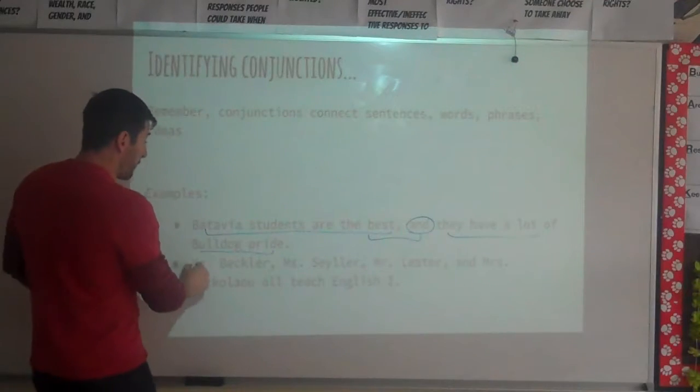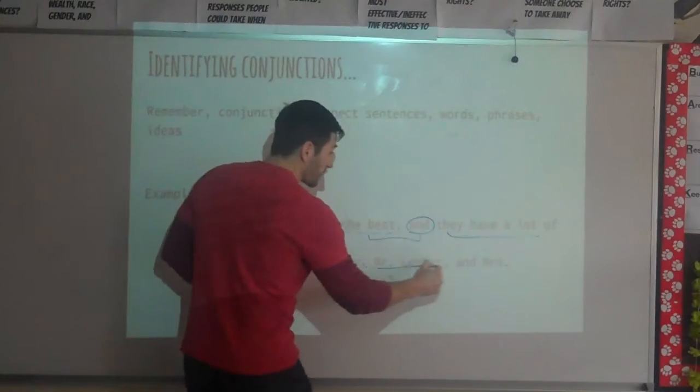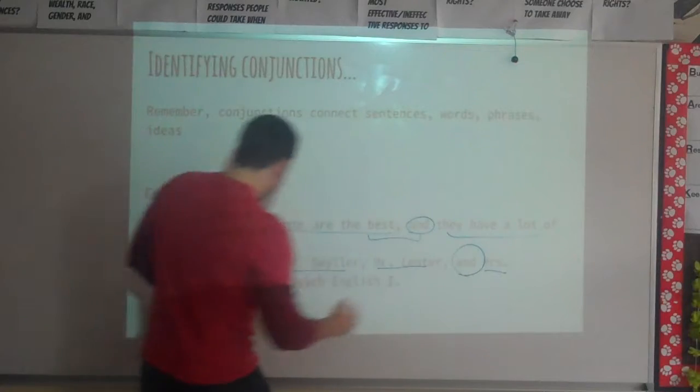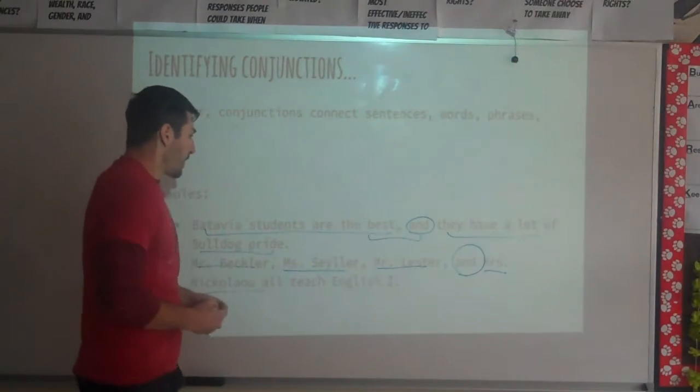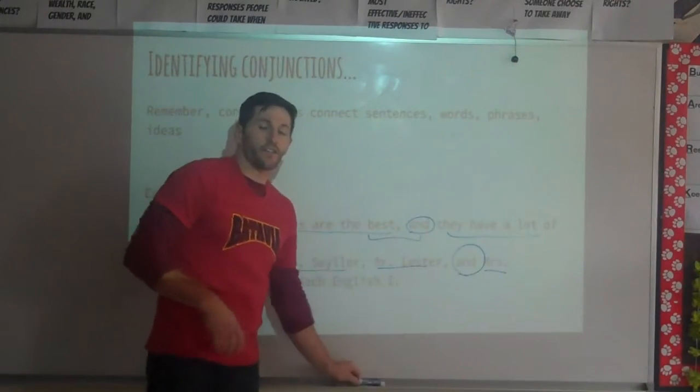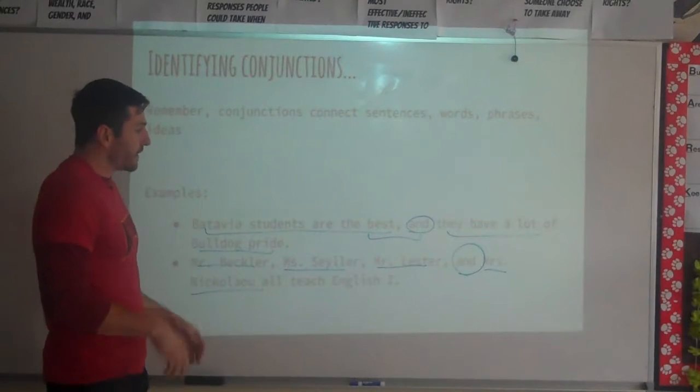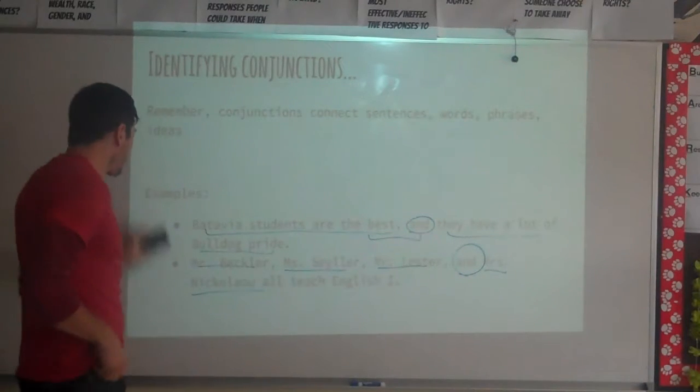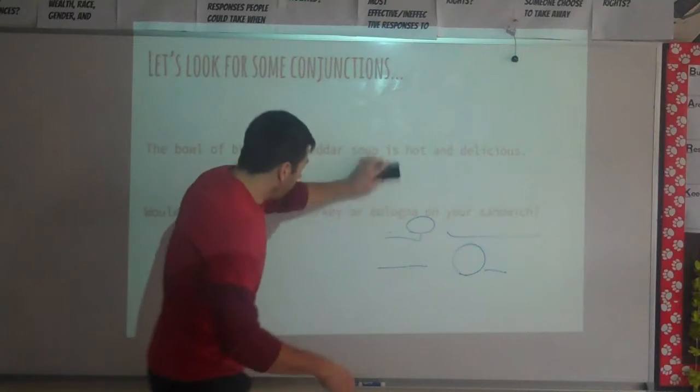We're joining nouns. So we have Mr. Beckler, Miss Seiler, Mr. Lester, and Mrs. Nicolau. So that and is a conjunction that's joining those ideas together, those different nouns. All right. Very easy.